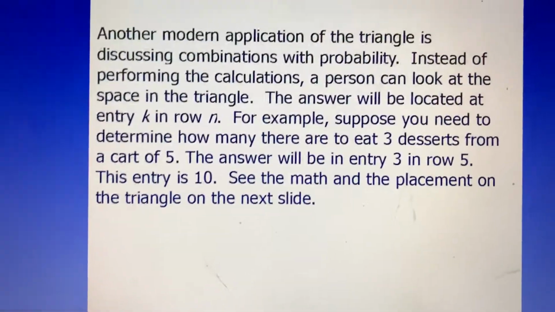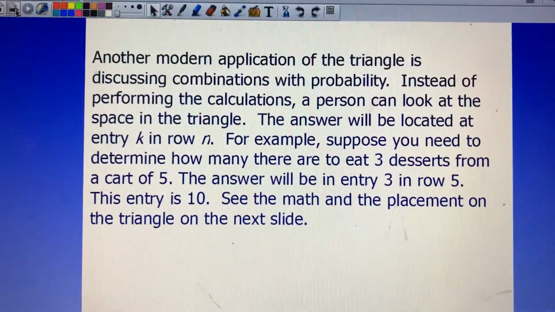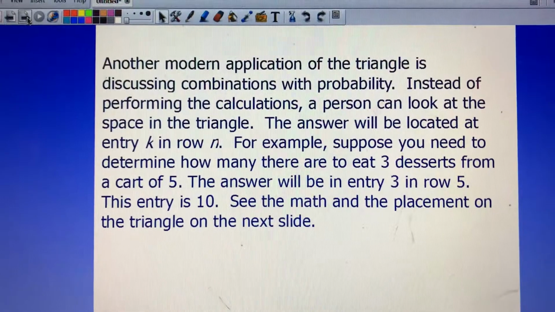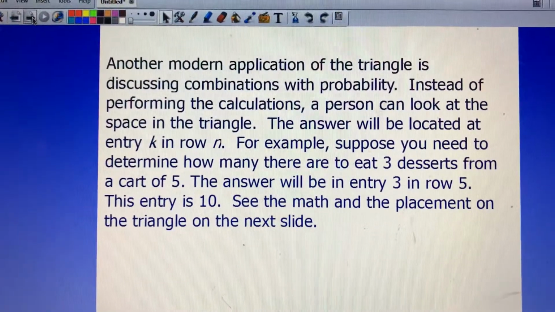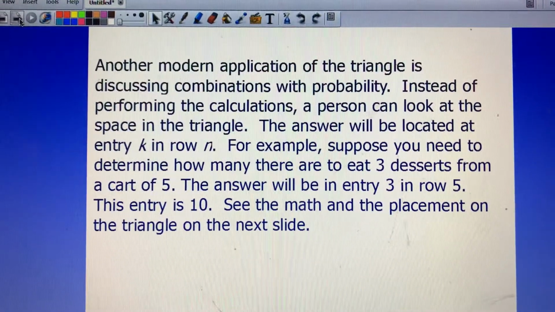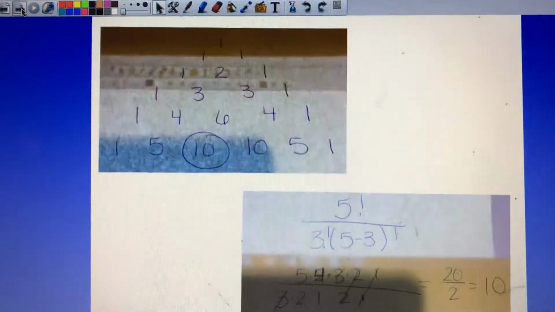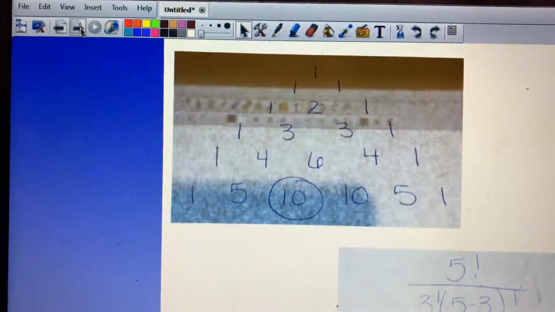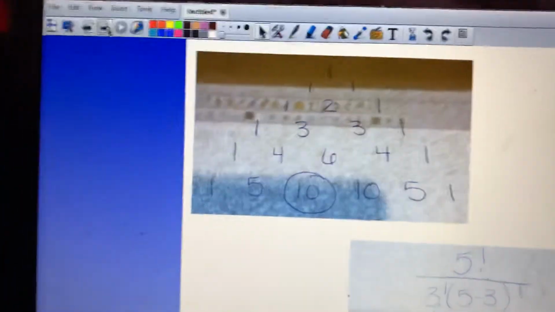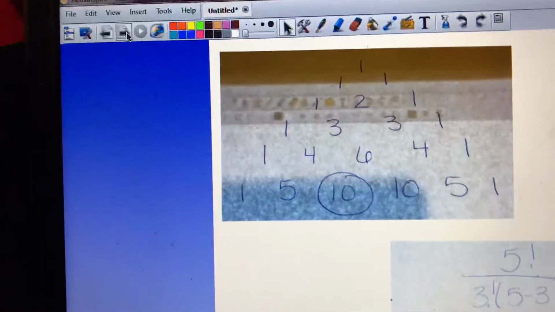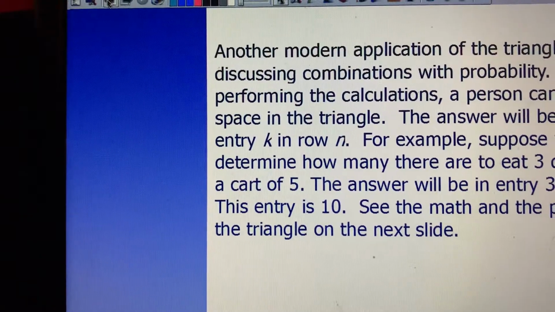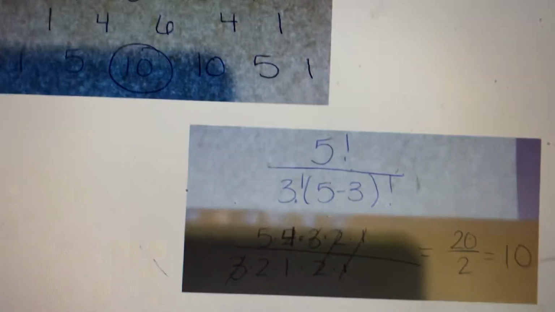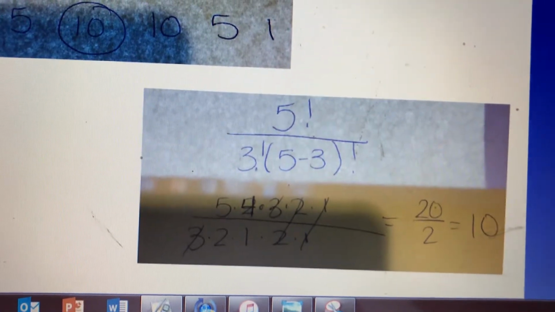Another one is the combinations. So instead of performing the calculations, you can actually look in the rows. So an example was if you eat 3 desserts from a cart of 5, how many ways to do that? You look in the third entry in the 5th row, so that would be 10 right there. I've circled that. And then down there, I performed the calculations to prove that it was 10.